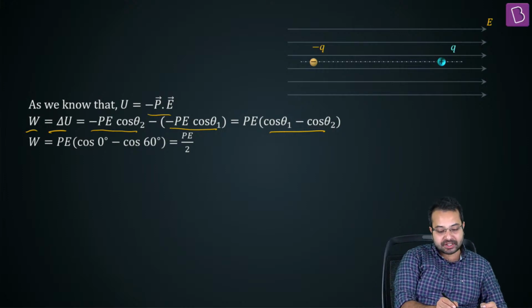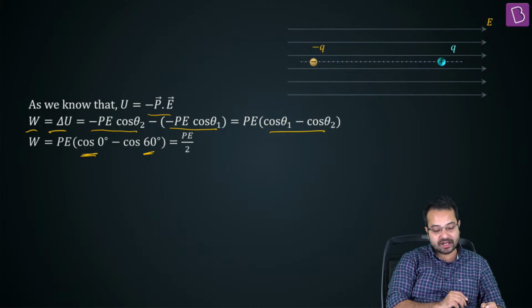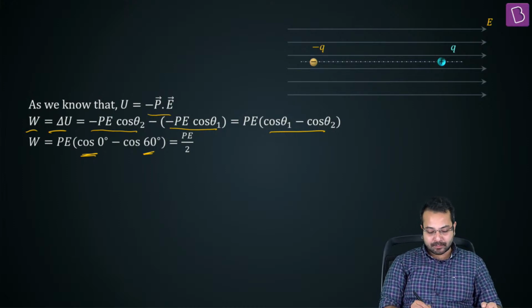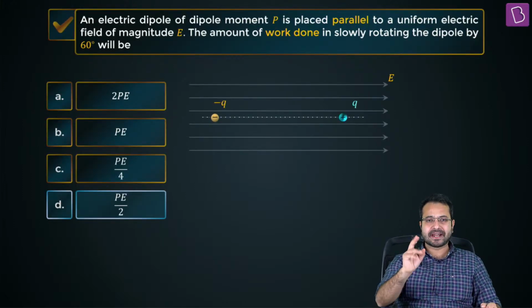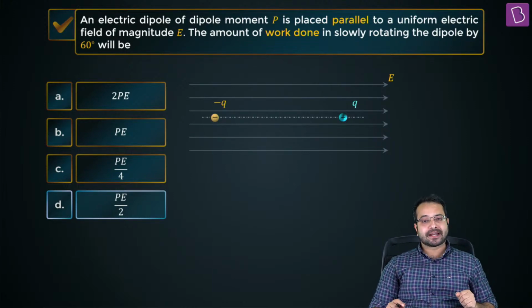Now what is theta 1? Theta 1 is going to be 0 degree, and what is theta 2? Theta 2 is going to be 60 degree. We substitute, we get PE by 2 as our answer, and hence option D is going to be the correct option. And I can see most of you are getting that right.